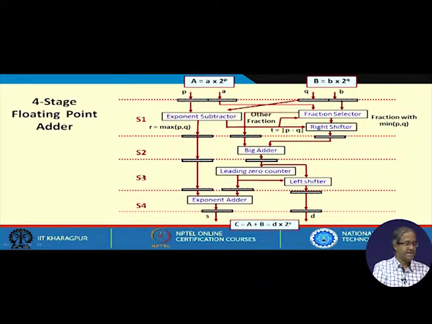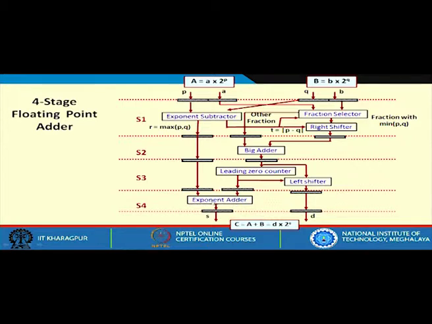In stage S3 after adding you will have to do a normalization. You will have to have a circuit which will count the number of leading zeros, and depending on that it will be shifting the mantissa left by that many positions. This is stage S3, and depending on how many positions you have shifted, your exponent will have to be adjusted by that number. So, this is exponent correction.